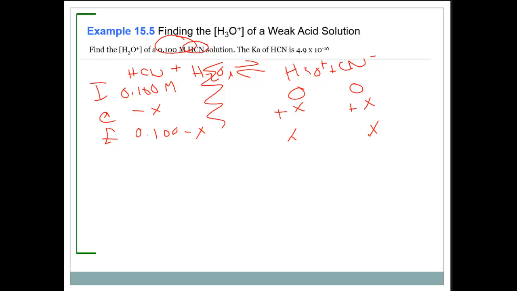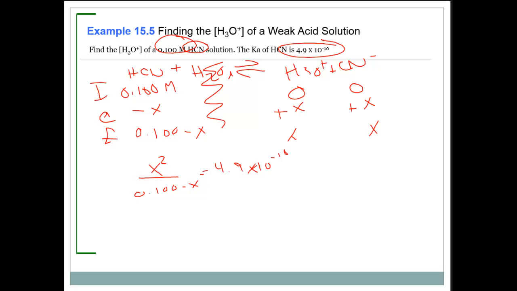That comes out to be X squared over 0.100 minus X, which is equal to the equilibrium constant of 4.9 times 10 to the negative 10. That's given to you in the question right here.